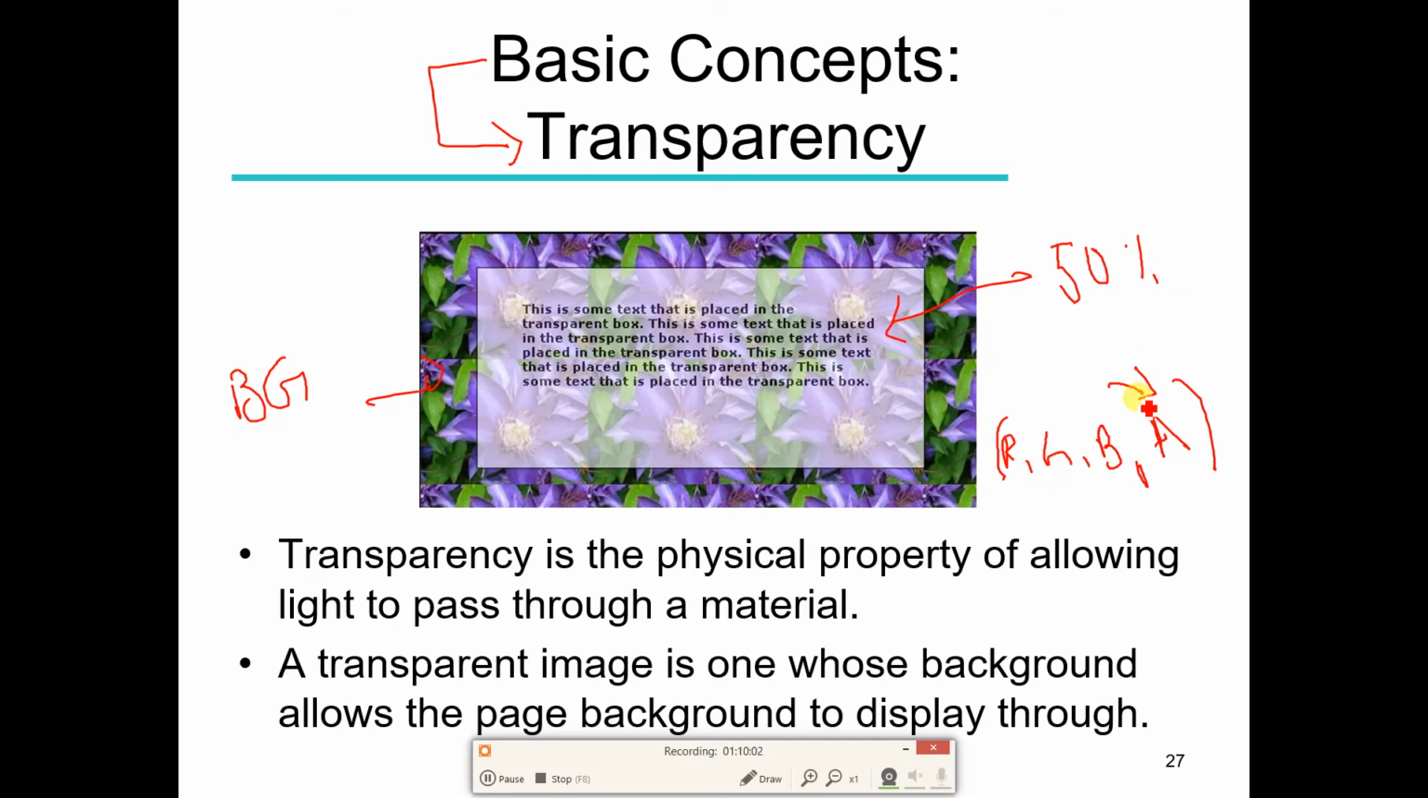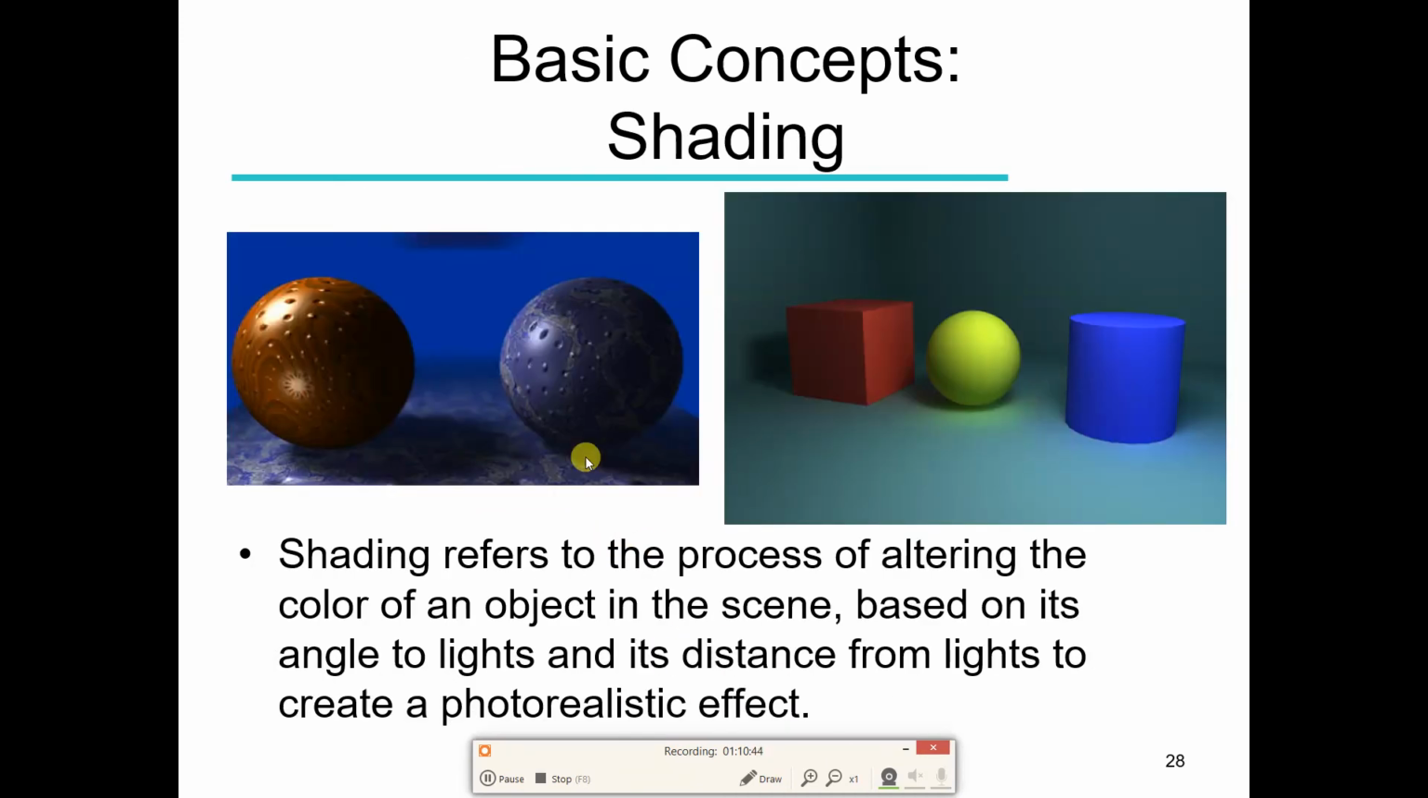If you are performing the normalization of these values and assuming that the values are between 0 and 1, for example, the red can be 0.4, the green can be 0.3, the blue can be 0.5, and the transparency can be 0.5, which is like a 50% transparency. So every value is between 0 and 1. These RGB values are deciding about the color, and the alpha value is deciding about the transparency. A transparent image is one whose background allows the page background to display through. As I told you, you can look at the background if the image is a transparent image.